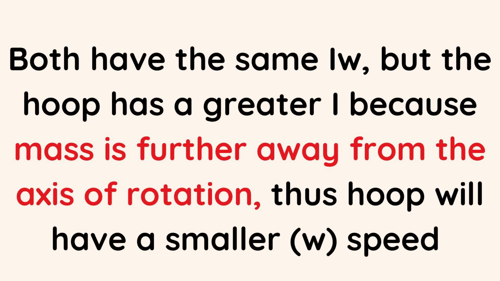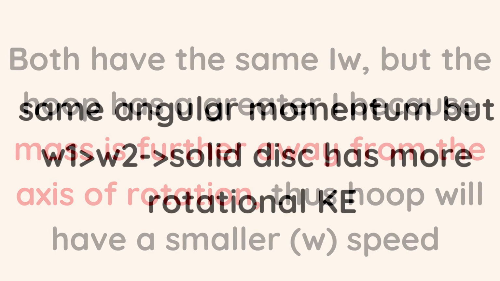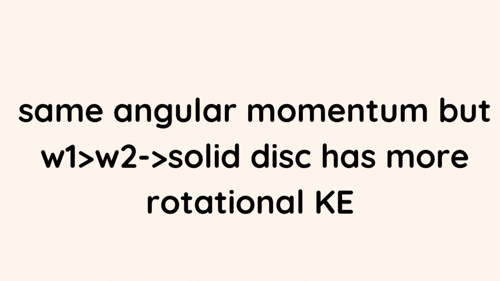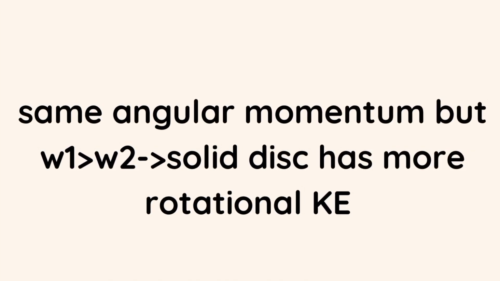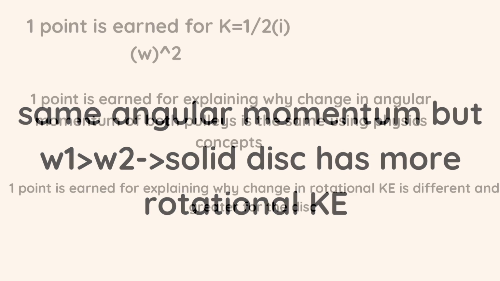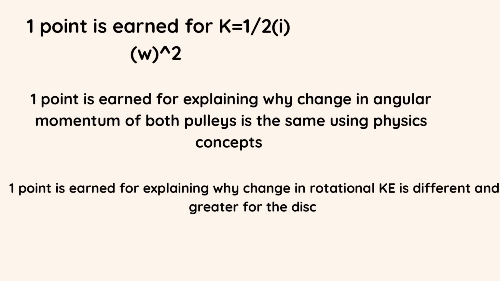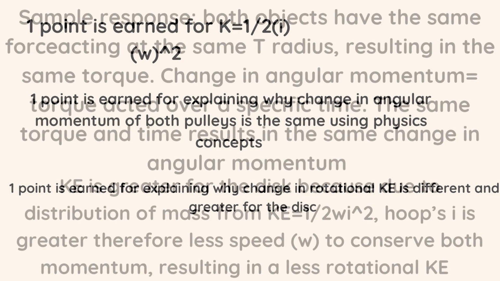Okay, so in our answer, we can say that both have the same I omega, but the hoop has a greater inertia because the mass is further away from the center or the axis of rotation. Therefore, the hoop will have a smaller omega, so it spins slower than the disc, meaning that the kinetic energy will be less than the disc. And because omega 1 is greater than omega 2 of the hoop, the solid disc will have more rotational kinetic energy.